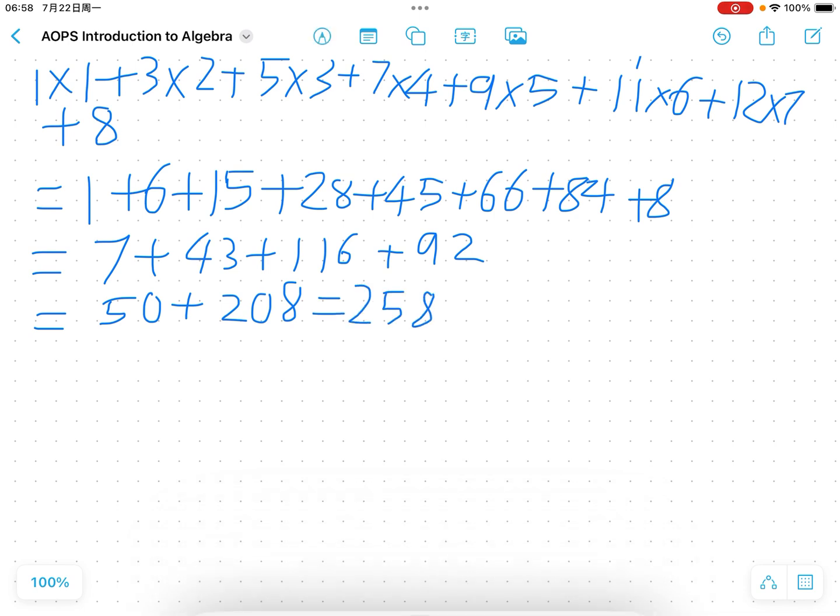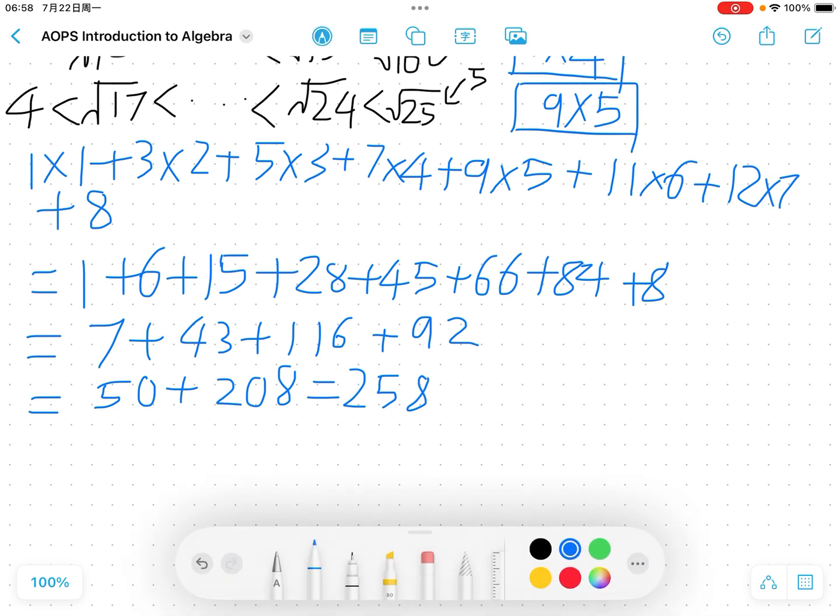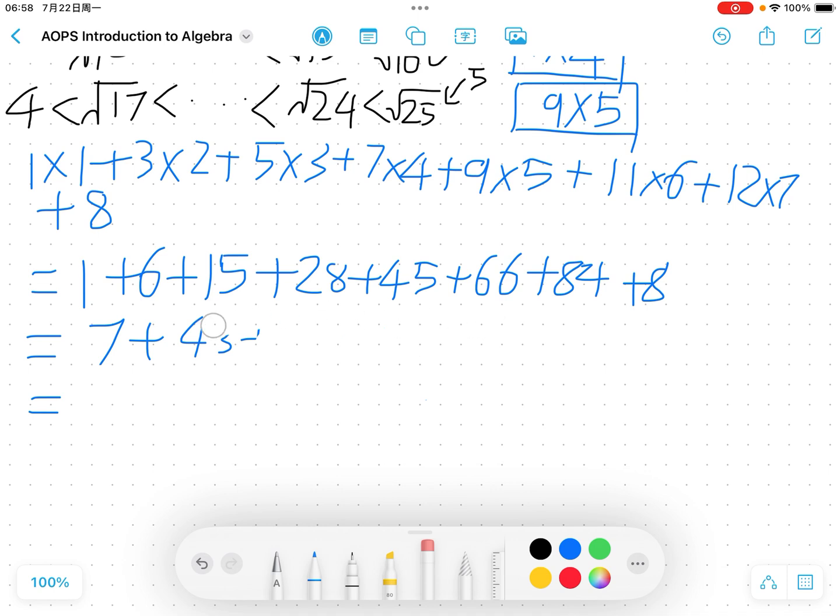So can we say this is our answer? Clearly not, because we haven't checked whether we have any mistakes yet. So let's revise our calculation here. And we indeed do have a mistake. Let's erase this, and we can redo this part again. 1 plus 6 is 7. 15 plus 28 is 43. 45 plus 66 is 111. 84 plus 8 is 92.